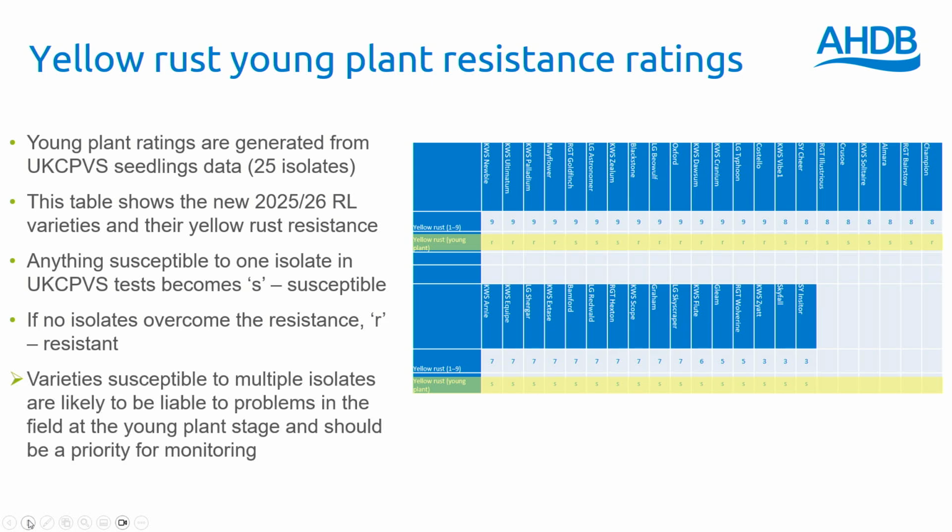An interesting one to point out is, say, RGT Goldfinch, which is a new one to the recommended list for 25-26, with a rating of 9, has been put down as susceptible because it was susceptible to 8% of the isolates, whereas you take KWS Zayat, which was susceptible to 64% of isolates, was also indicated by an S. So those varieties that are susceptible to multiple isolates, monitor these, and if they need any applications, do just get them in the field.